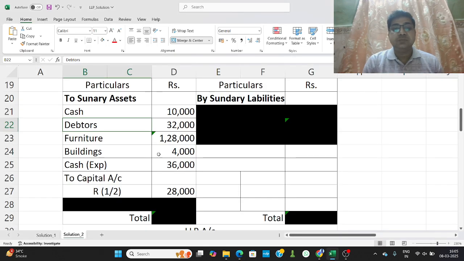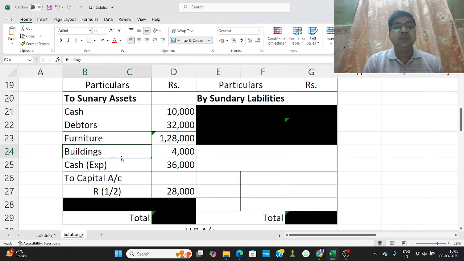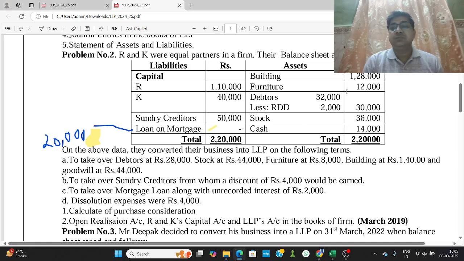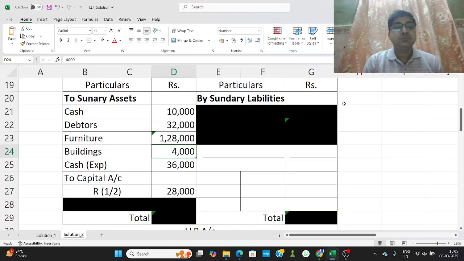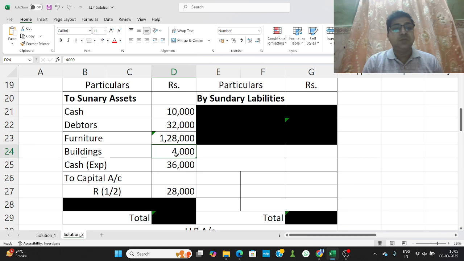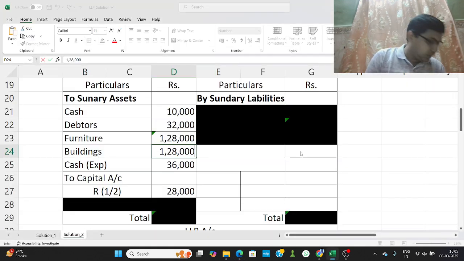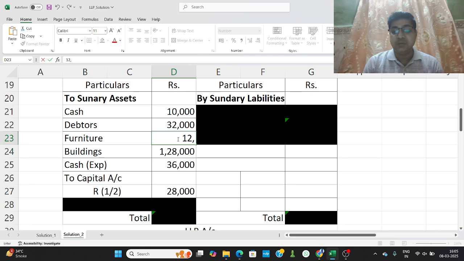Debtors value 32,000. Furniture book value 1,28,000. Building 4,000. Here the building value is not 4,000, it's 1,28,000. Building value is 1,28,000. And the furniture value was 12,000. So we have to record the furniture value 12,000.